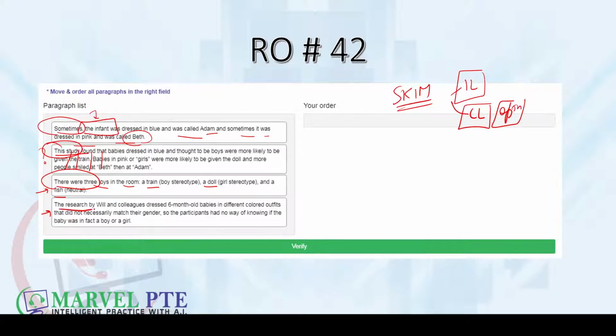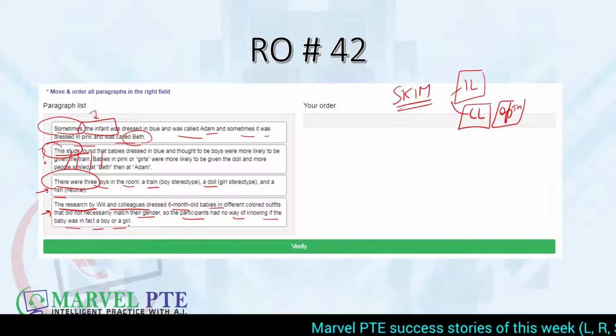The research by Will and colleagues dressed 6-month-old babies in different colored outfits that didn't necessarily match their gender, so the participants had no way of knowing if the baby was in fact a boy or girl. Yes, seems like an independent line, okay?